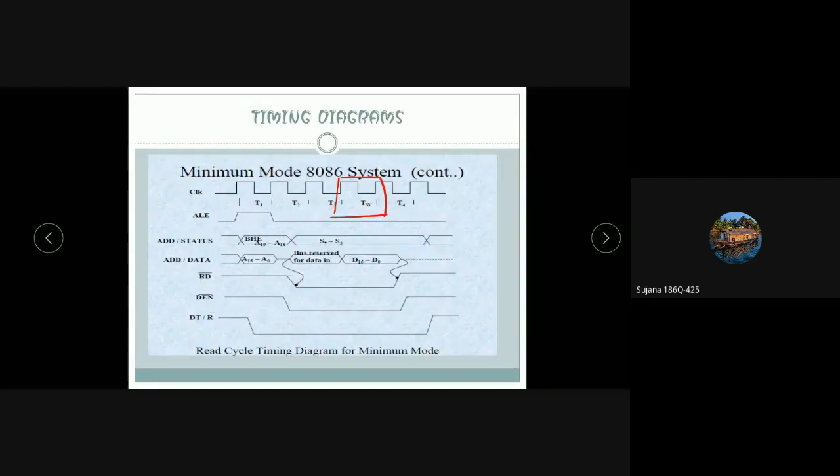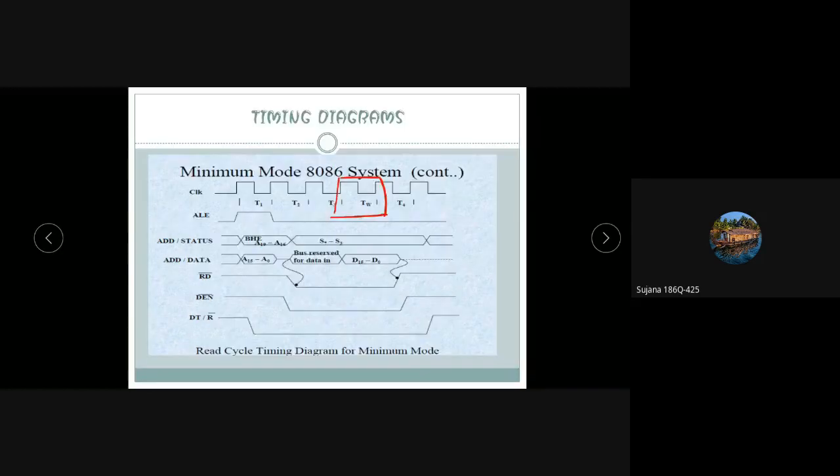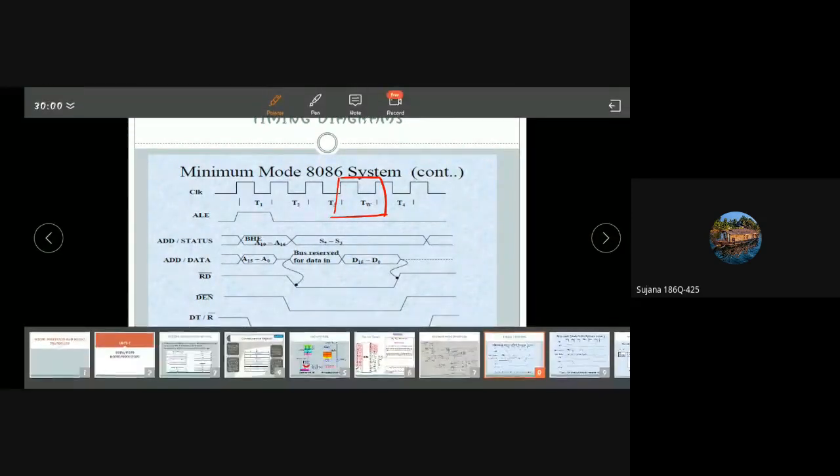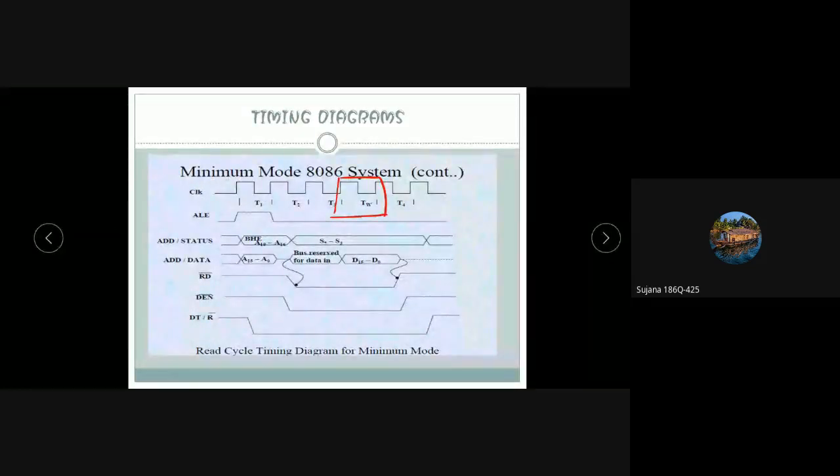So we have only 2 major classes: reading and writing operation. This is for the writing operation and this is for the reading operation. So you have the timing diagram for the read cycle and the timing diagram for the write cycle, only 2, not 3. Since opcode fetch and read cycles follow similar timing diagrams, you have only two categories: one is the read cycle and the other is the write cycle.